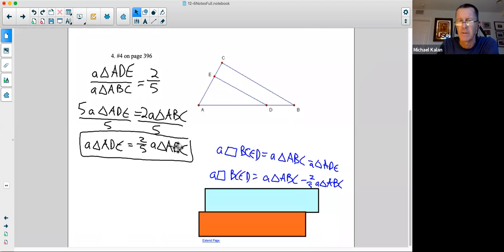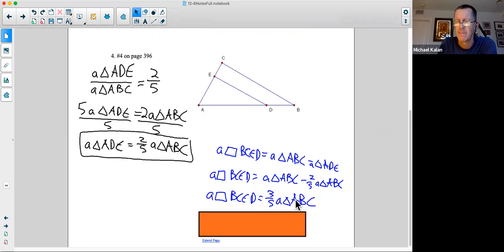Right, so I can substitute in 2/5 of ABC for ADE. Can I simplify this? If I have a whole of something and then I want to subtract 2/5 of it, how much is left of it? Yeah, 3/5. Okay, so we have that the quad is 3/5 of the big triangle, but that's not what we needed to prove. We needed to show that the small triangle was 2/3 of the quad.